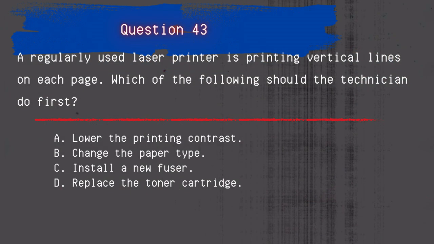Question 43. A regularly used laser printer is printing vertical lines on each page. Which of the following should the technician do first? A. Lower the print contrast. B. Change the paper type. C. Install a new fuser. Or D. Replace the toner cartridge.